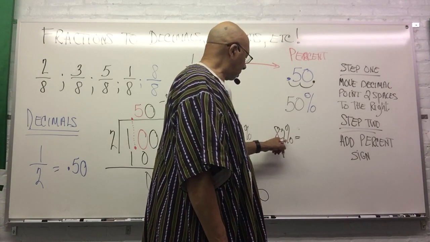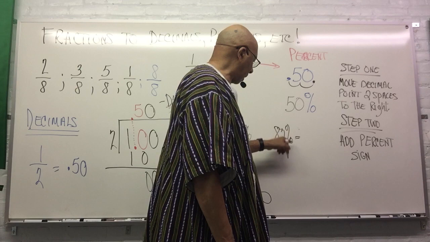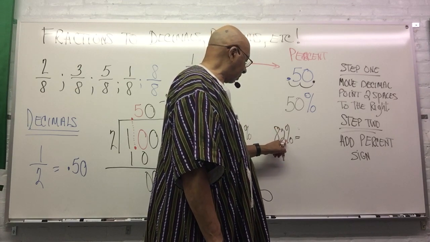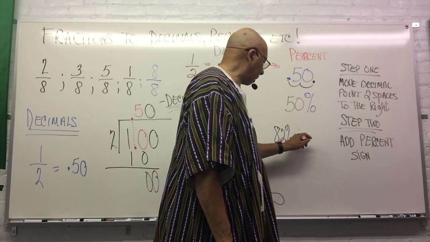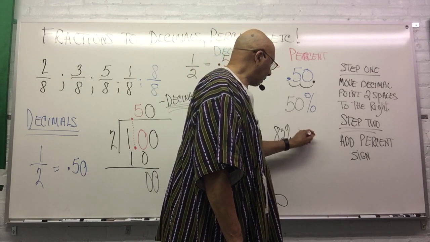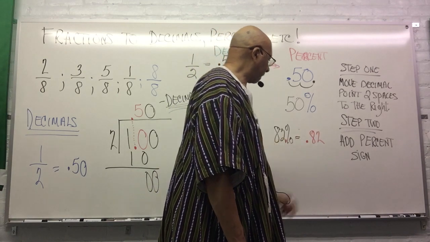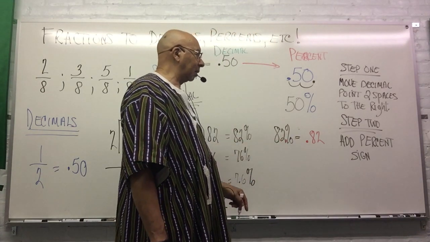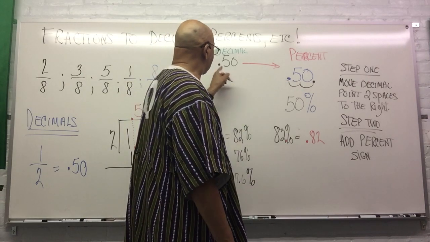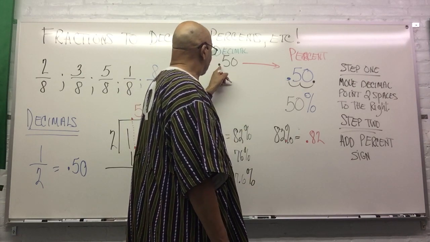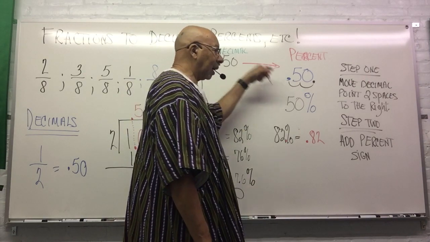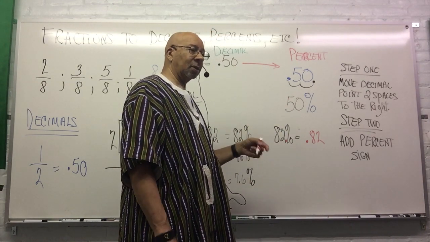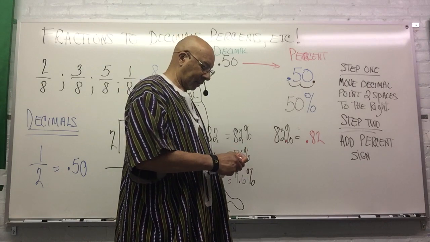So to change this to a percent, I mean, change it to a decimal, I drop the percent sign and move this decimal point two places. So I get 0.82. Drop the percent sign, move this two spaces to the left. Because to change from this direction, I go two spaces to the right and add the percent sign. So to go the other way, I drop the percent sign and go two spaces to the left.